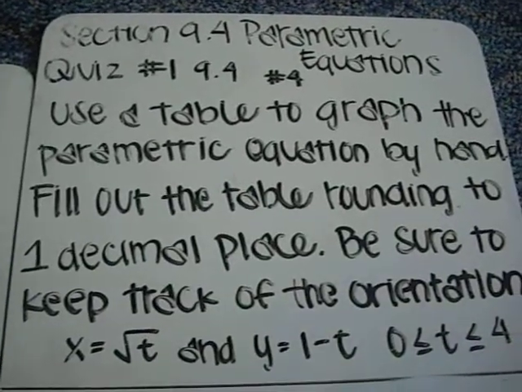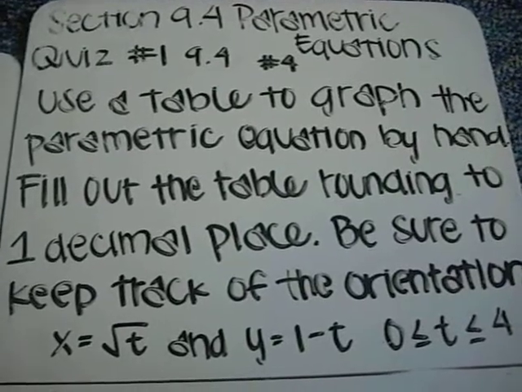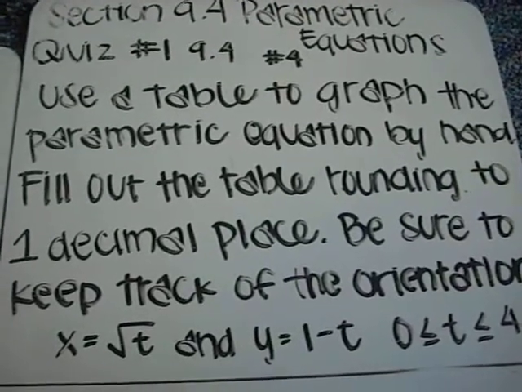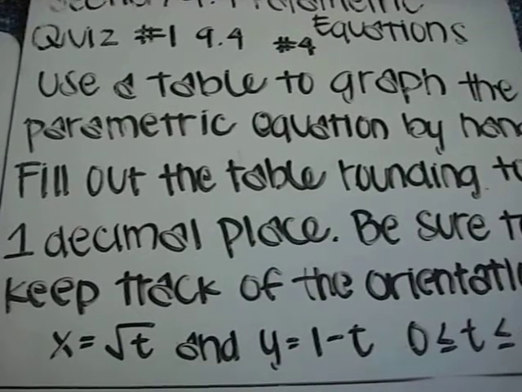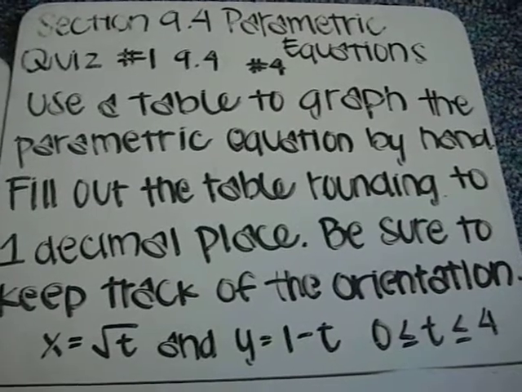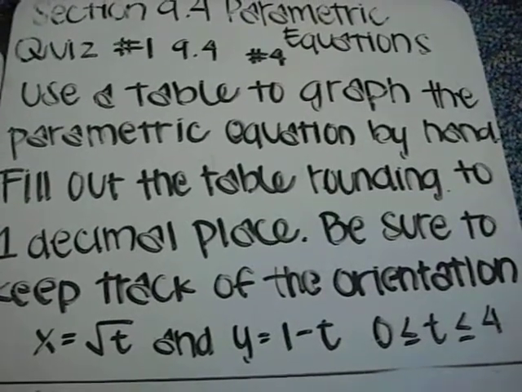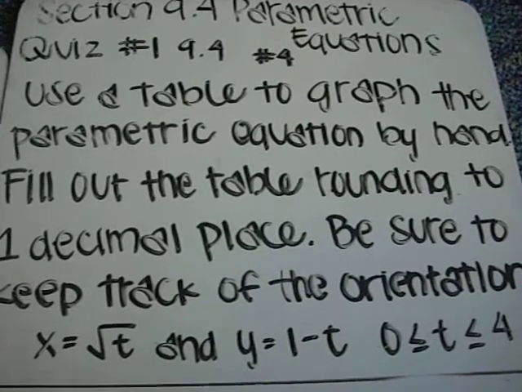Okay, so the problem we had was from quiz number 1, chapter 9.4, and the problem was number 4. Use a table to graph the parametric equation by hand. Fill out the table rounding to 1 decimal place. Be sure to keep track of the orientation. x equals the square root of t, and y equals 1 minus t, where x has to be greater than or equal to 0 and less than or equal to 4.